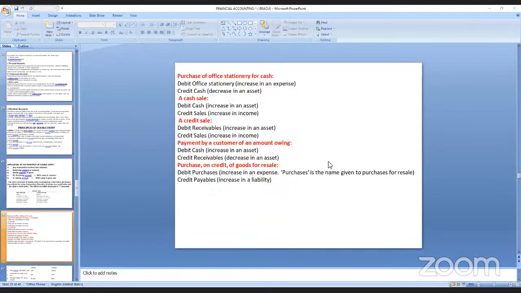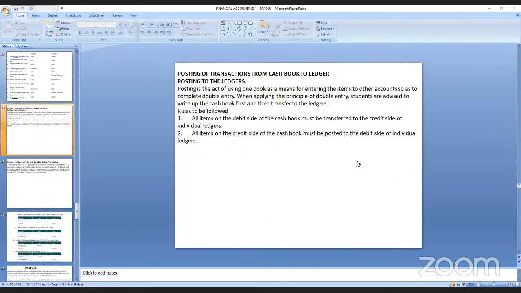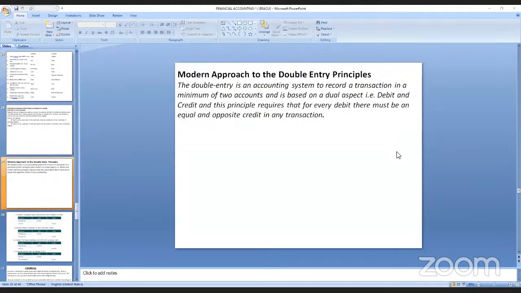This one also finished now. Purchase over. This one also over. Now, modern approach to double entry principles.